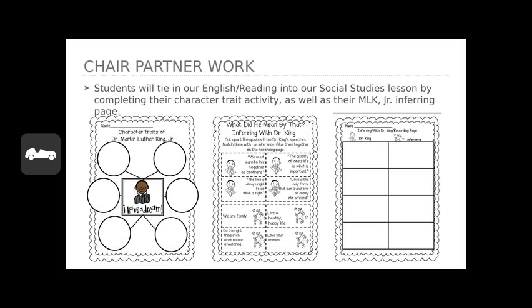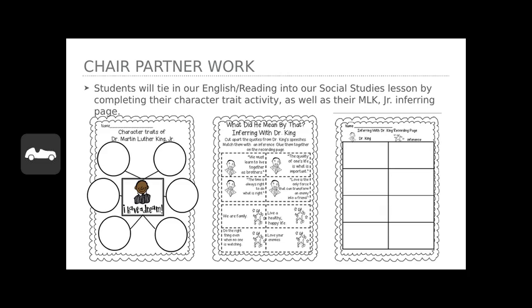Once we finish that, we will start our chair partner work, where students will be given an opportunity to work with their chair partner, which would be the student that sits next to them, or they would also be given the opportunity to work individually if that's what they choose to do. It would be more of their choice just to help them be able to work in a situation that is more comfortable for them. So students will tie in our English/reading into our social studies lesson by completing their character trait activity, which is on the left, as well as their Martin Luther King Jr. inferring page, which would be on the right.